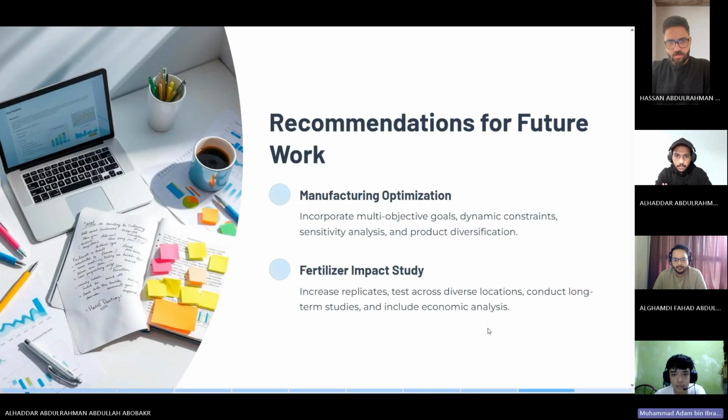Moving on to recommendations for future work. Manufacturing optimization: incorporate multi-objective goals, dynamic constraints, sensitivity analysis, and product diversification. Fertilizer impact study: increase replicates, test across diverse locations, conduct long-term studies, and include economic analysis.